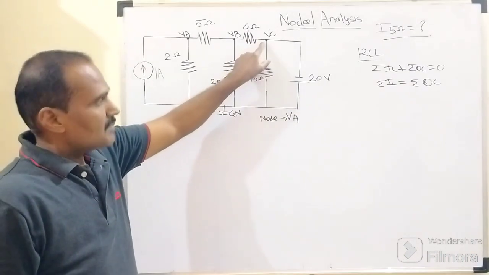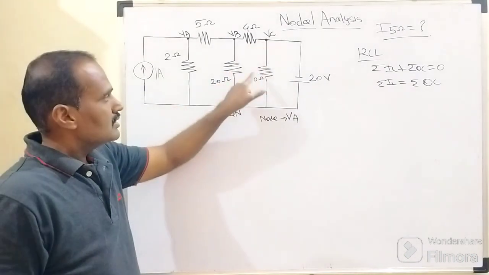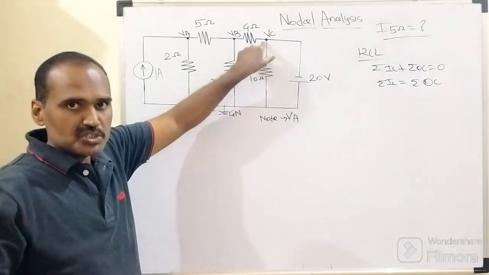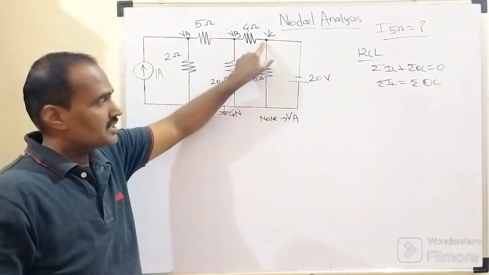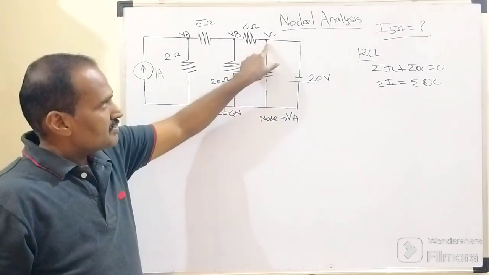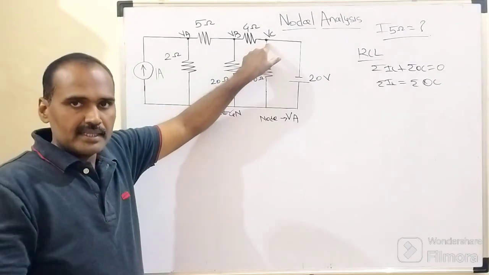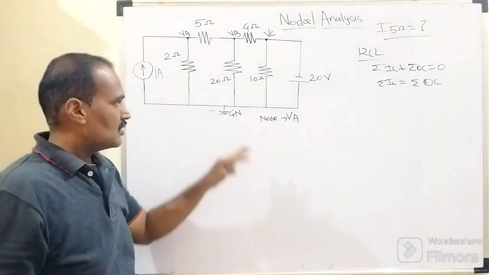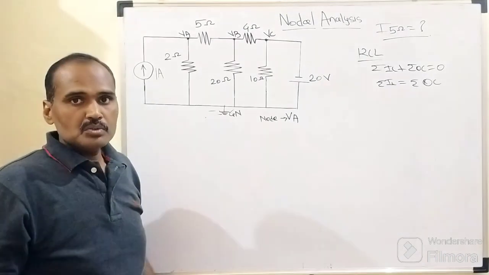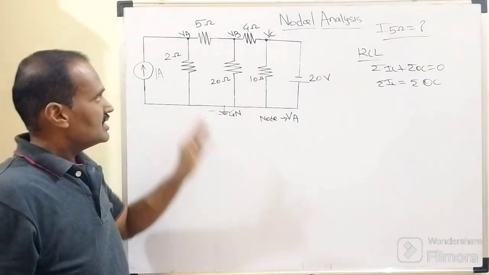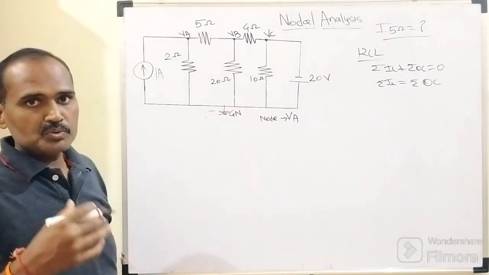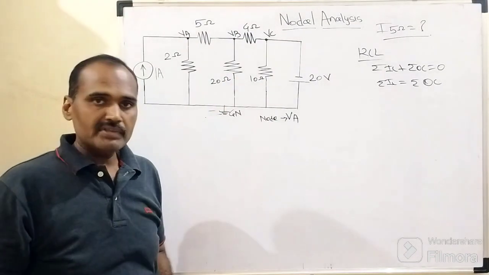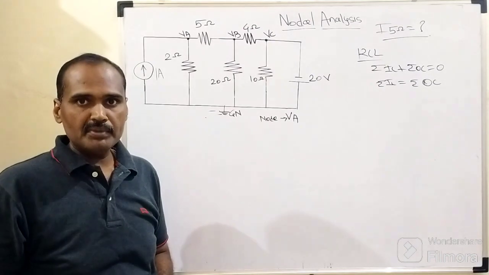Because this branch is also associated with this node. The lower terminal of this branch is also terminated at this potential. The negative plate of this 20 volt battery is also terminated at that same potential. So that's why we are having totally 3 nodes along with this ground node, right? So what we need to do next, once these nodes are identified, is map these 3 nodes with their potentials: VA, VB and VC.